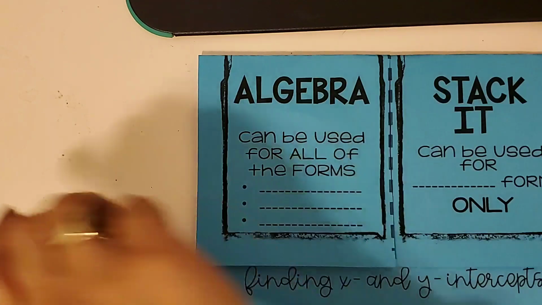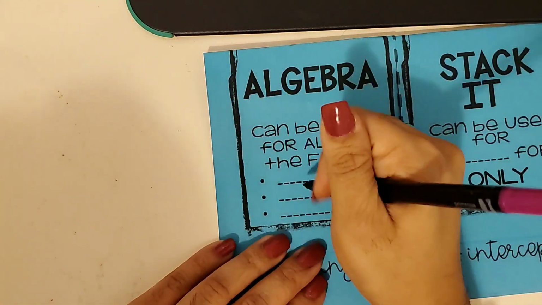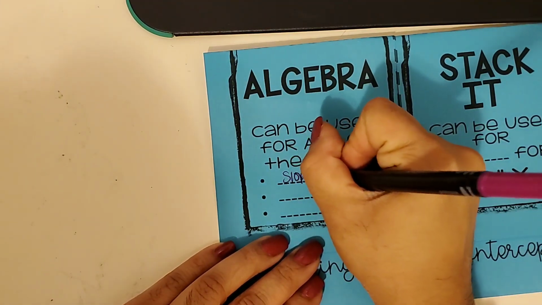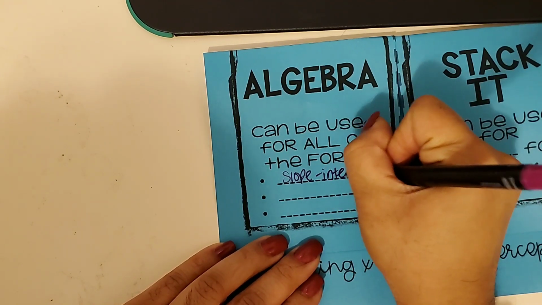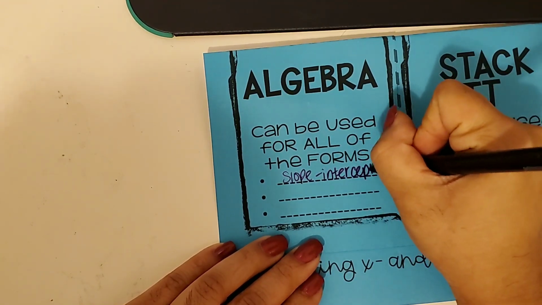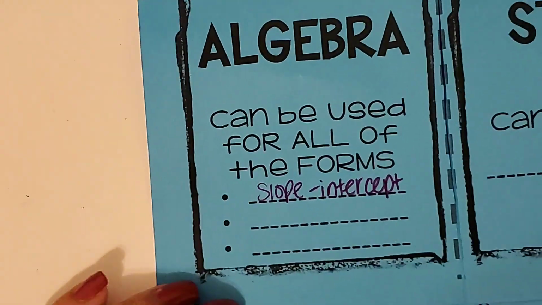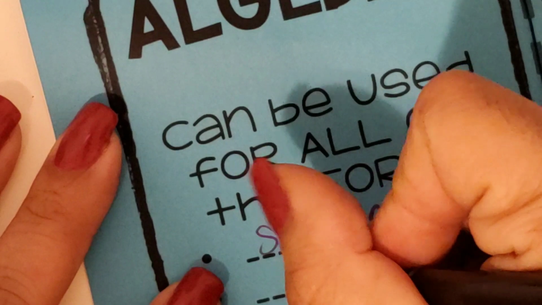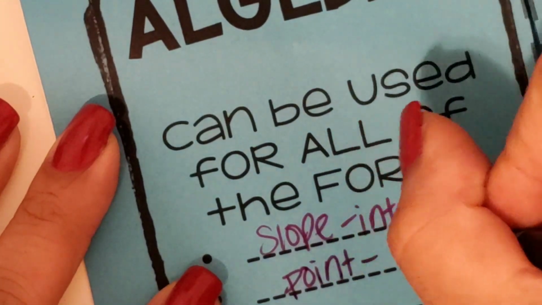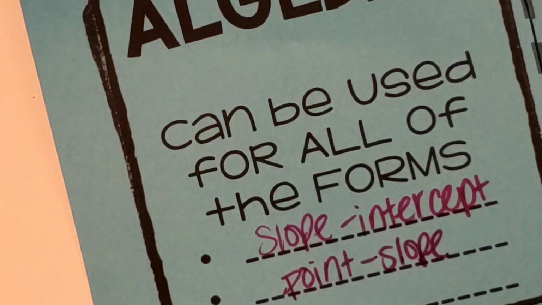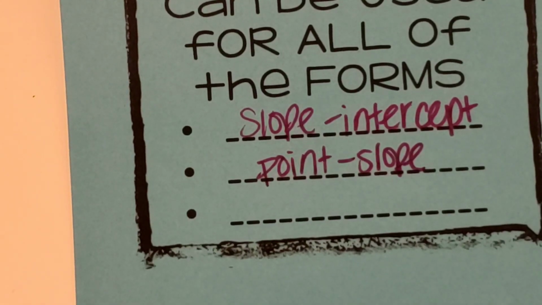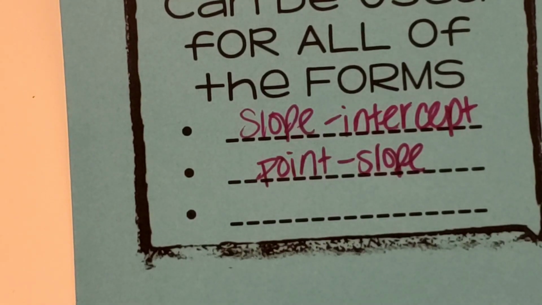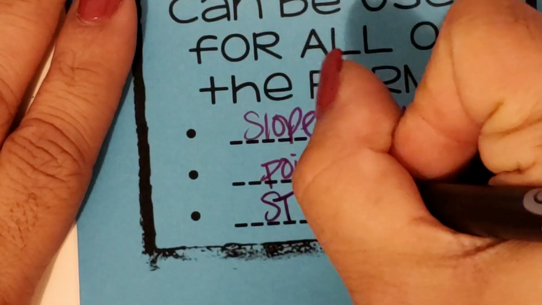This can be used for all of the linear forms. It can be used for slope-intercept, which is our first one that we learned last year. Then point-slope, which for some of you is just a favorite now. And then lastly, it's going to be one that you haven't seen before, and it's one that we're going to be learning about just now, and that is called standard form.